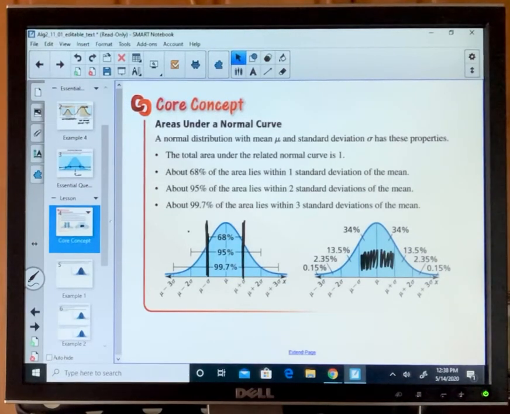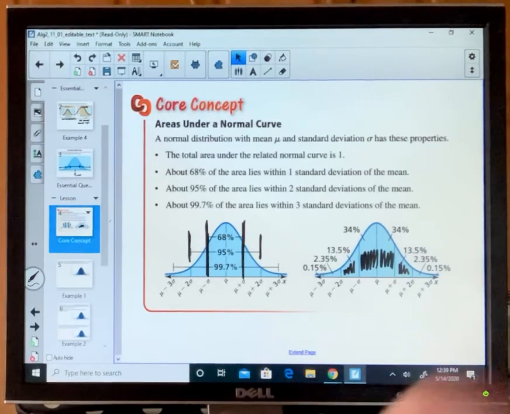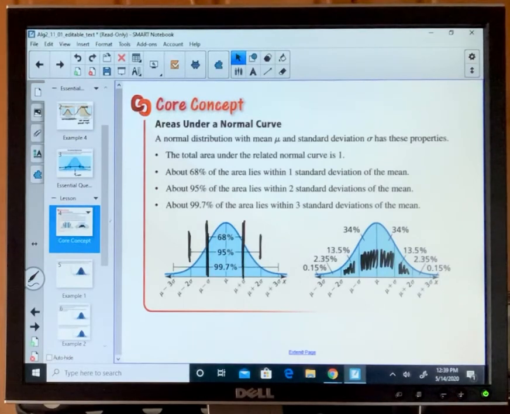If you're within 2 standard deviations, you should have 95% of the data, right? That's quite a bit. Within 2 standard deviations, almost all of your data should be in that area. Okay, and again, you break that up into each one. You say, okay, well, that's 13.5 and 13.5 on each side, added. Now, if you're within 3 standard deviations, you should have 99.7% of the data, right?